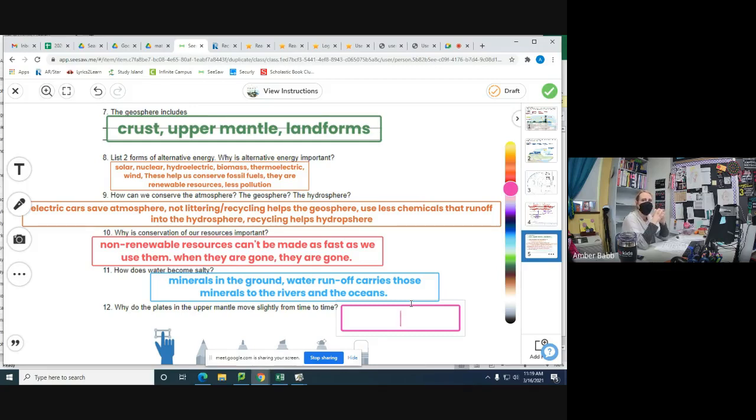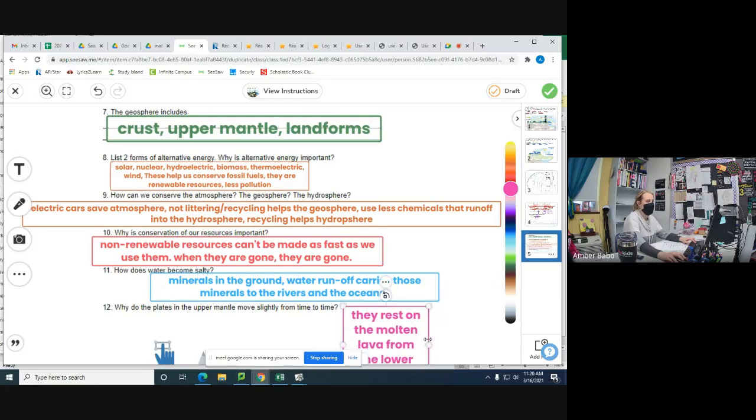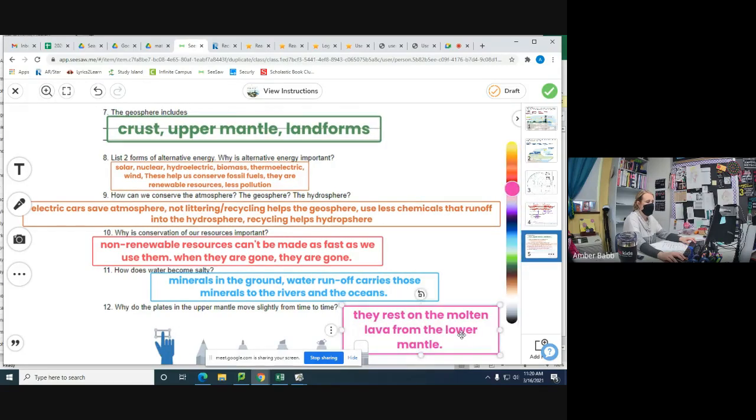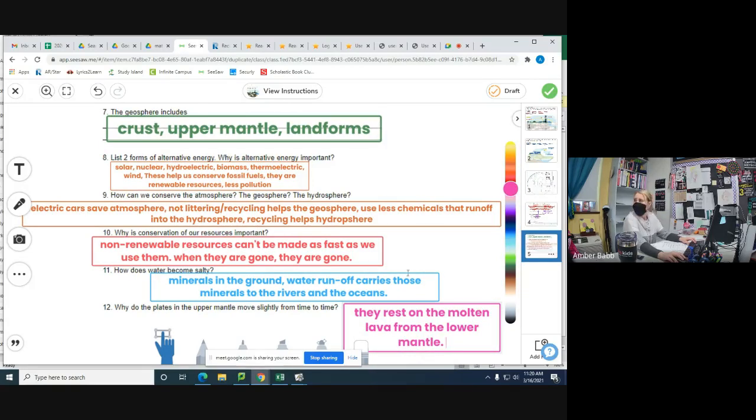DJ? They're floating on the molten lava from the lower mantle. It's basically like a bunch of little rock islands floating on the lava below. They rest on the molten lava from the lower mantle.